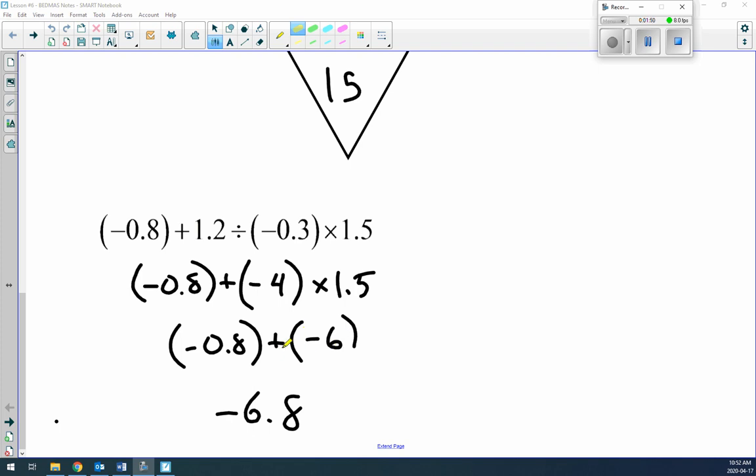Now, if you wanted to, you didn't have to put the plus negative 6. You could have just written subtract 6. You get the same answer. But we're adding these two together, a negative plus a negative. It's still a negative. Remember, that's the rule for addition. It would change to a positive only if you were multiplying those. So we end up with negative 6.8. Okay, now flip the page.